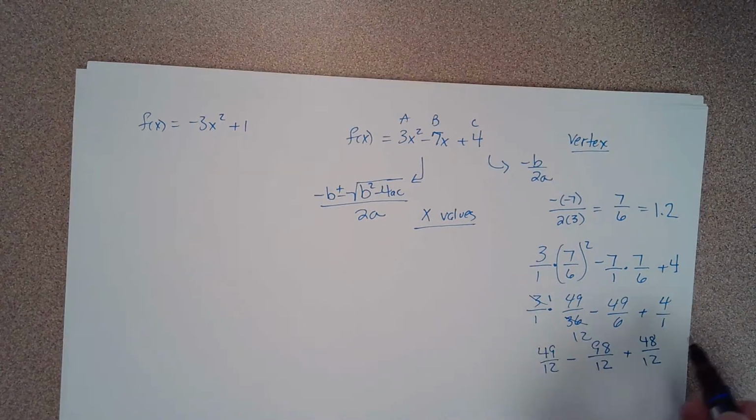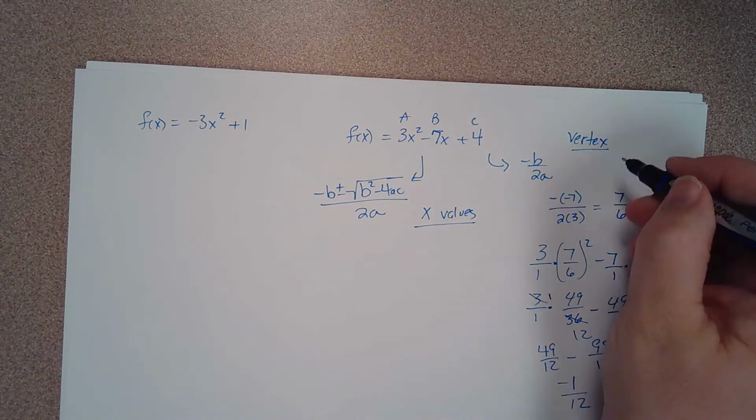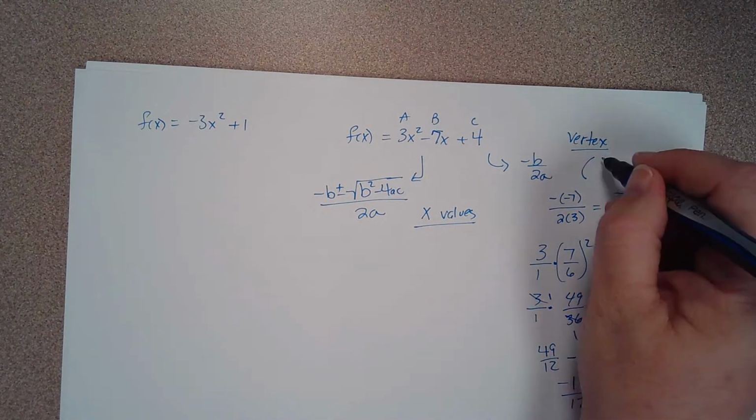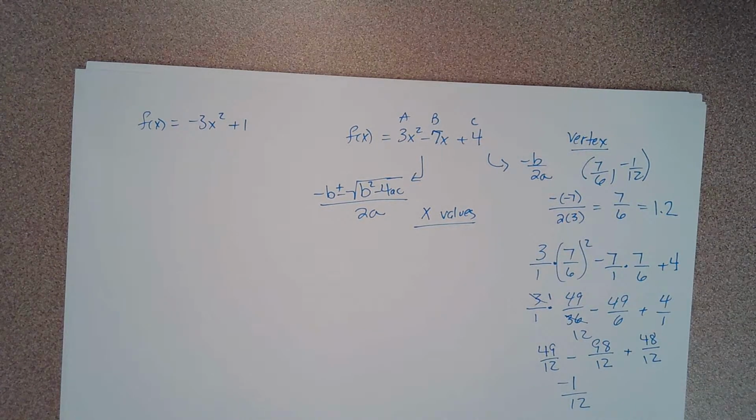Now I just combine like terms with 12 as the denominator. So 49 minus 98 plus 48. I get negative 1. So negative 1 over 12. So your vertex is going to be 7 over 6 and negative 1 over 12. It's not uncommon for the denominators to be multiples of each other. So the vertex was a little more challenging.